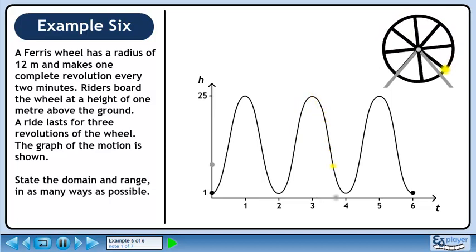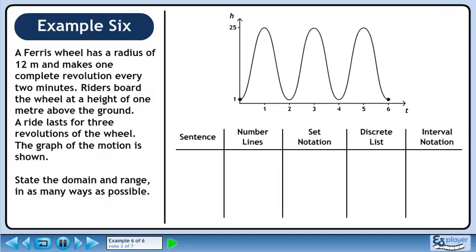State the domain and range in as many ways as possible. In the introduction to this lesson, you were taught 5 different ways of expressing domain and range. Let's set up a table with headings for each of the 5 different ways.